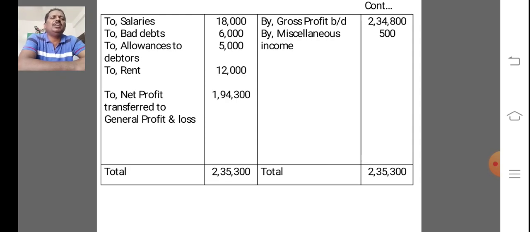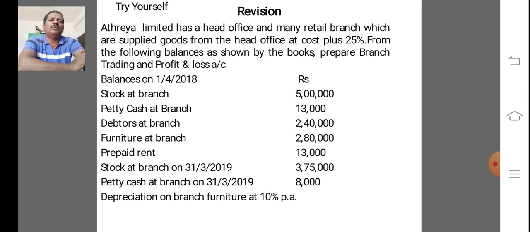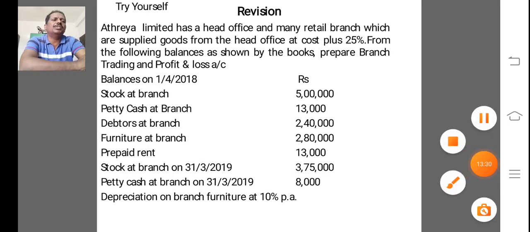By miscellaneous income given in the adjustment 500, and debit the salary 18,000, debit the bad debt 6,000, debit the allowances to debtors 5,000, debit the rent account 12,000, and the difference is 2,35,300. Credit side total, the difference is 1,94,300. 1,94,300 is the net profit transferred to general profit and loss account. So try yourself.